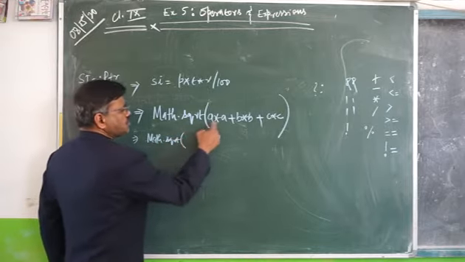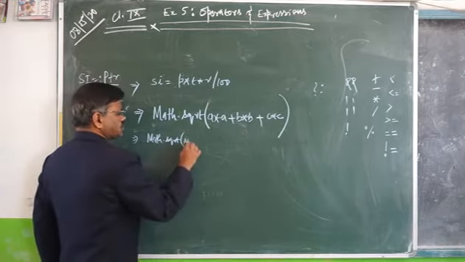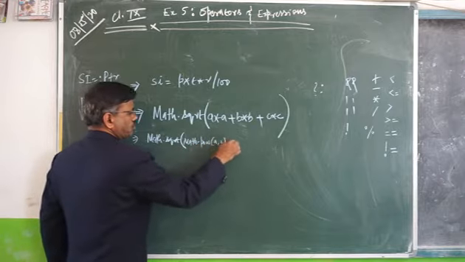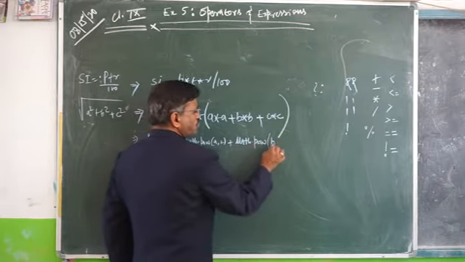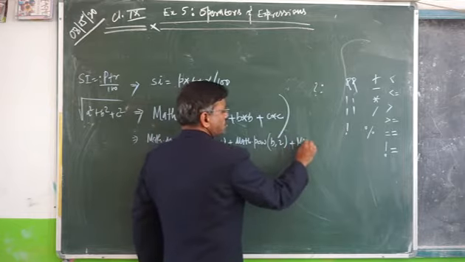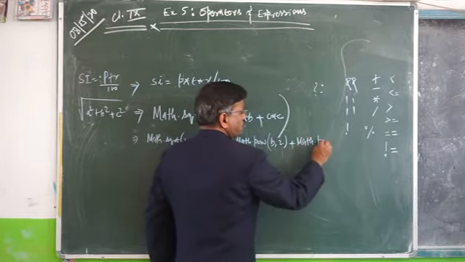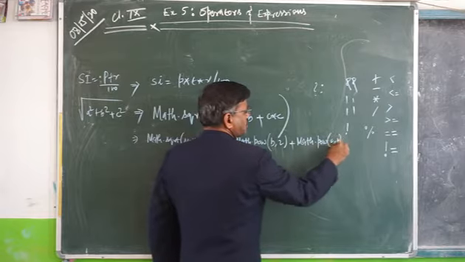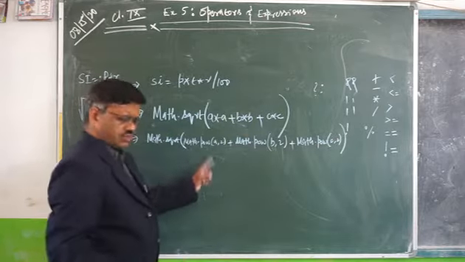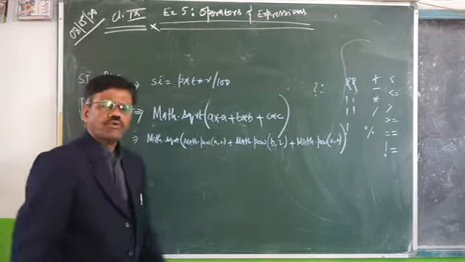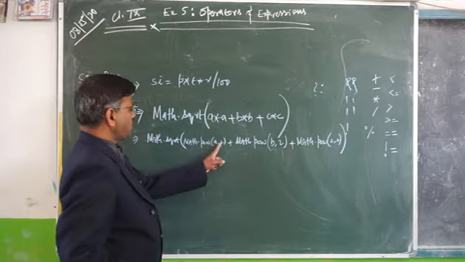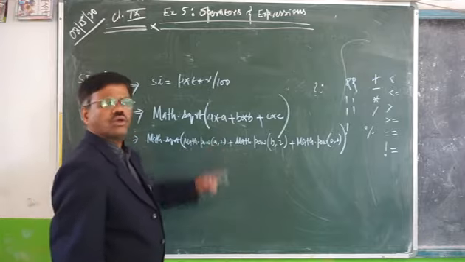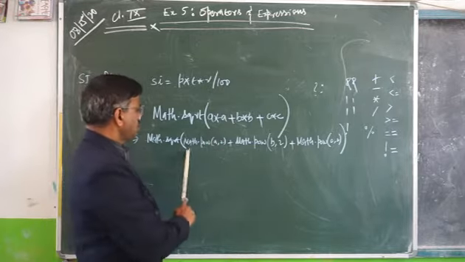SQRT. Instead of writing a into a, what I can do is math.pow a comma 2 plus math.pow b comma 2 plus math.pow c comma 2. Math.pow is the shortest form of power, raised to the power. So a square. If it is a to the power of 12, you will be writing 12. If a to the power of 1 by 2, you will be writing half. So a square plus b square plus c square.